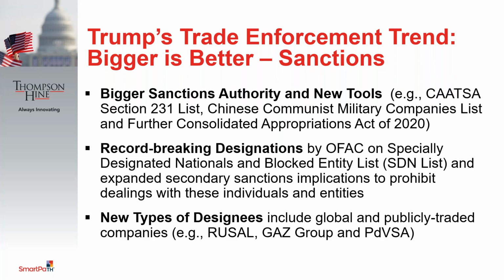We definitely saw record-breaking designations, with Iran just snapping back or reimposing those secondary sanctions. We saw 700 designations to the Specially Designated Nationals and Blocked Persons list in one day. This number has doubled previous administrations, with over 1,000 designations to the SDN list every year. Also, as I mentioned, new types of designees like large Russian companies, Rusal, En+ Group, and famously PDVSA, the state-owned oil company in Venezuela. Next slide.